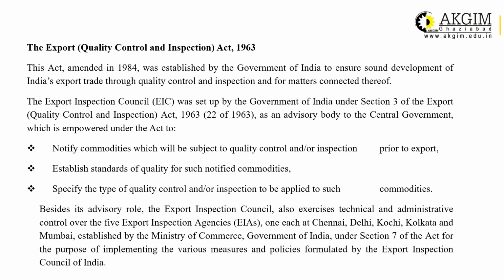The power of the EIC, the Export Inspection Council, is to notify the commodities which will be subject to quality control and inspection prior to export. Prior to export means pre-shipment. It also establishes a standard of quality for such notified commodities.